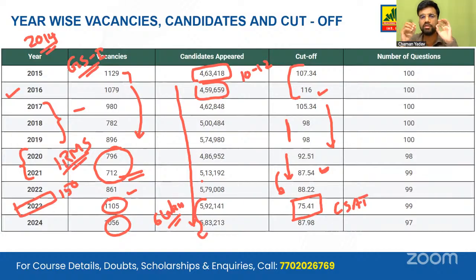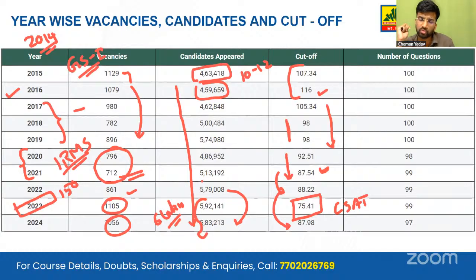In 2024, the pattern was more or less like 2022, and the number of candidates was also on the same scale. The cutoff was in the same range; it improved to 87.98.